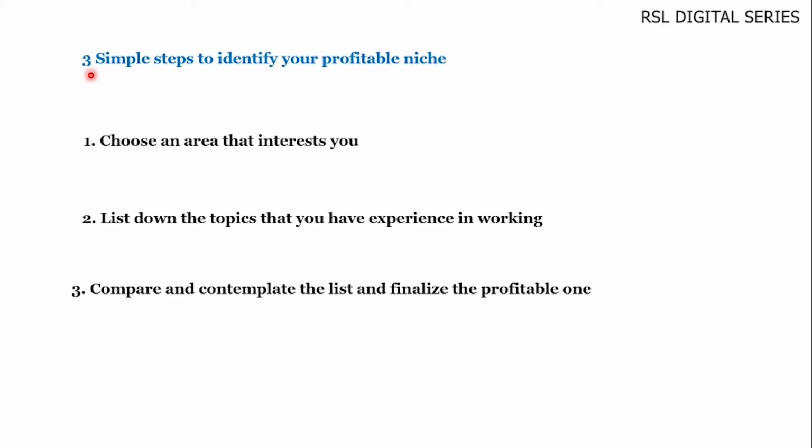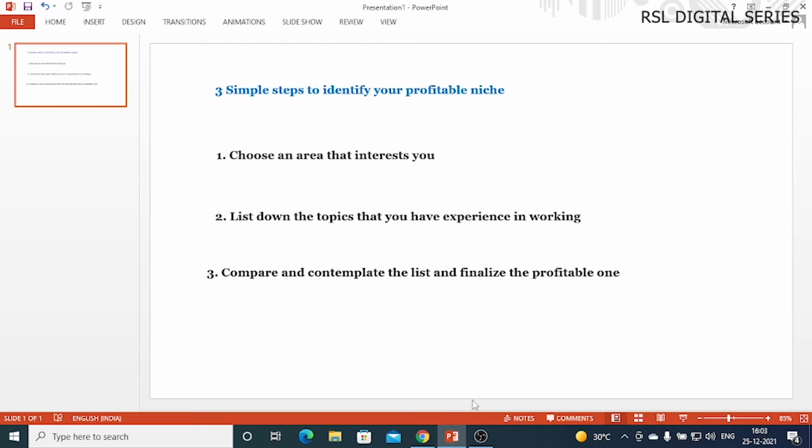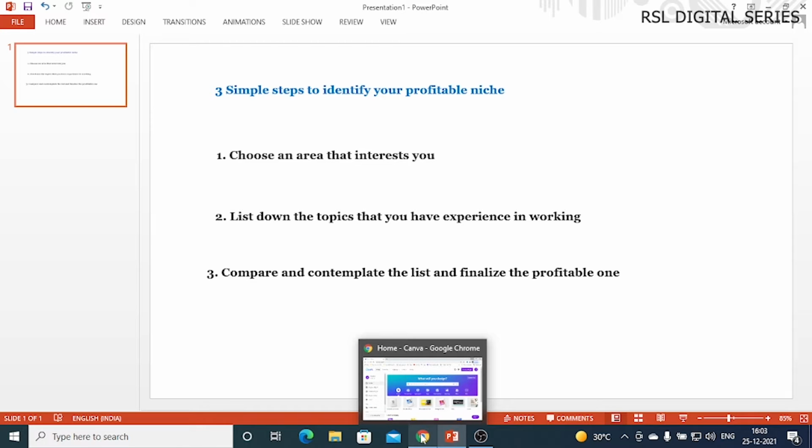I have just made this script: 3 simple steps to identify your profitable niche. Step 1, choose an area that interests you. Step 2, list down the topics that you have experienced in working, and step 3, compare and contemplate the list and finalize the profitable one. Now we'll go into Canva and see how you can create a video out of it.